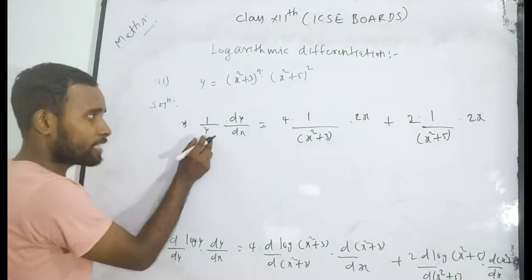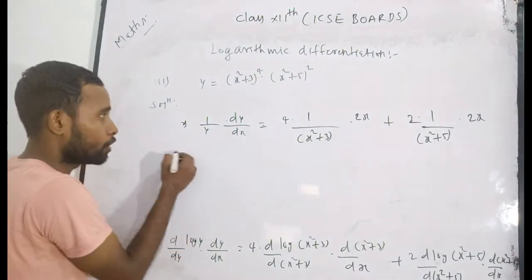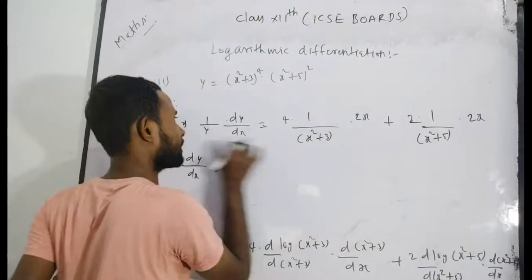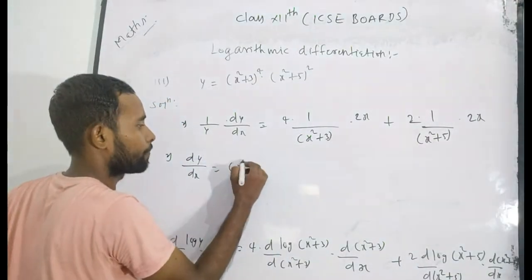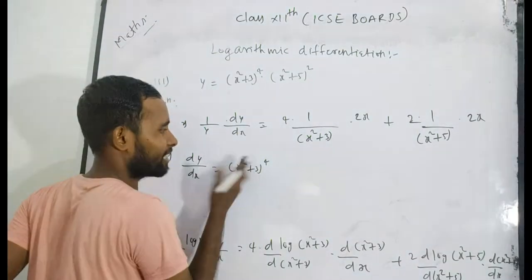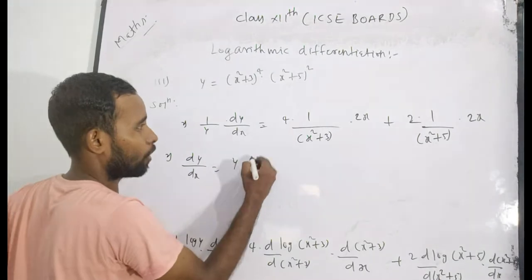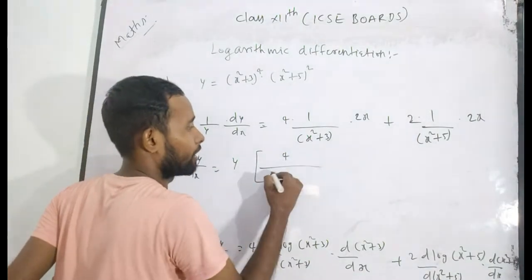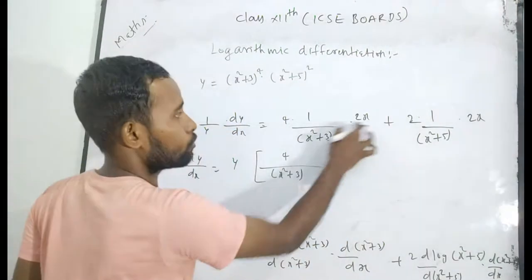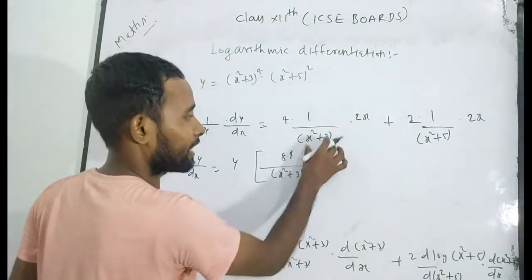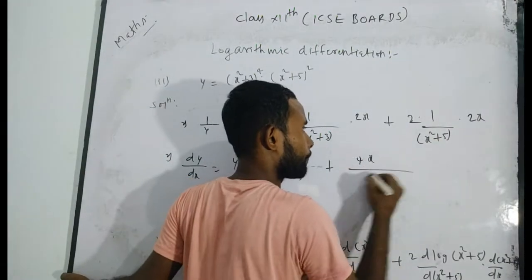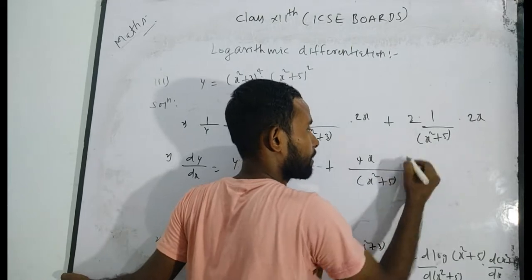Now, when it goes to the other side, definitely it will go in the numerator. So that implies that dy by dx is equal to y times the whole expression. What is the value of y? This expression. That means I want to write directly (x square plus 3) whole to the power 4. If you wish, I will write here once again, but there is enough space now, that's why I want to write 4 times 2x, that means 8x divided by x square plus 3, plus 2 times 2x, that is 4x, divided by x square plus 5.